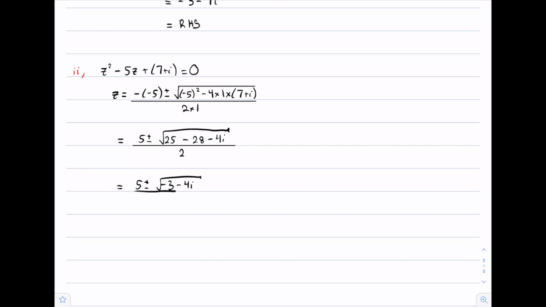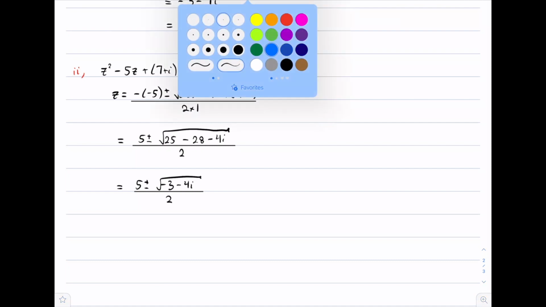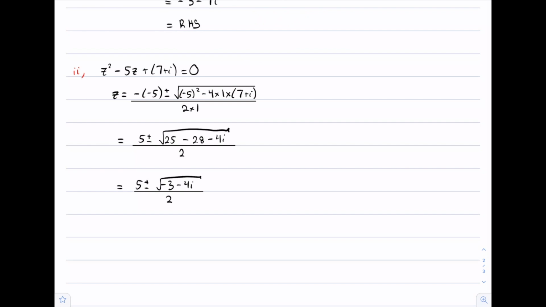And we notice that the thing that's underneath our square root is actually something that popped up in part I. So I'm just going to rewrite what we got from part I. We saw that it was 1 minus 2i, all squared, equals minus 3 minus 4i.